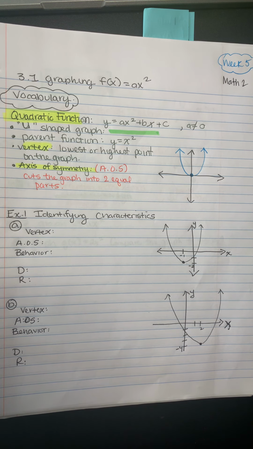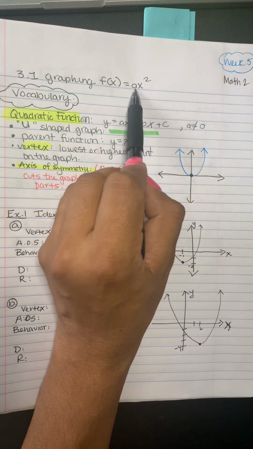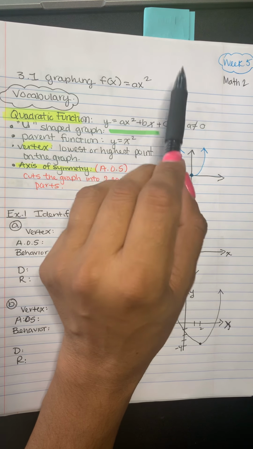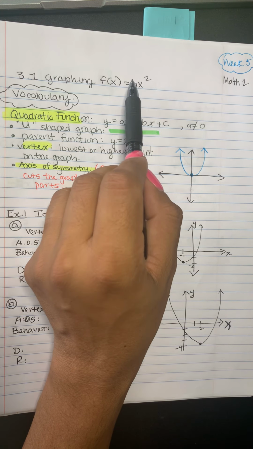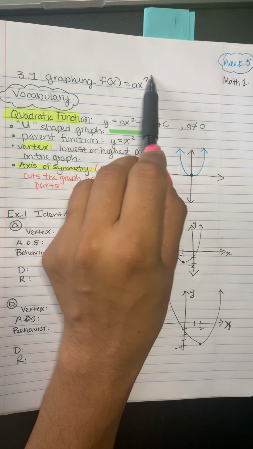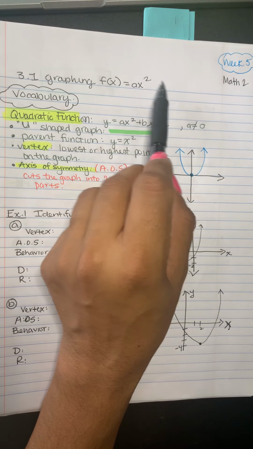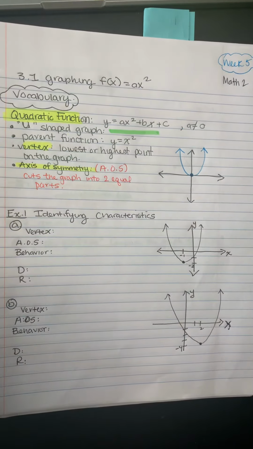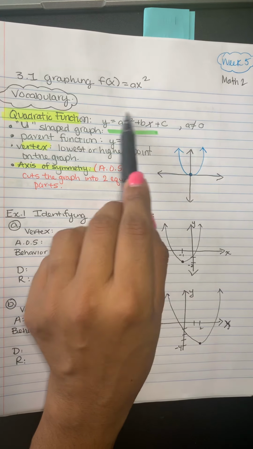So vocabulary. First of all, the essential question is, what are some of the characteristics of the graph of f of x equals ax squared? As I mentioned before, we're going to build on this as we dive deeper into our textbook. When we get to 3.2, it's going to be ax squared plus c. And then when we get into 3.3, we're going to have it in standard form, which is ax squared plus bx plus c.